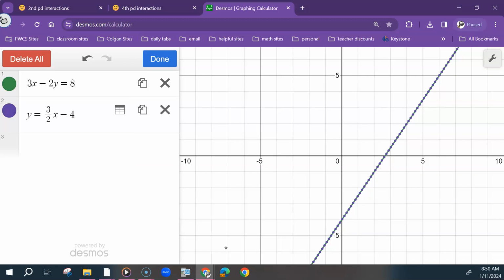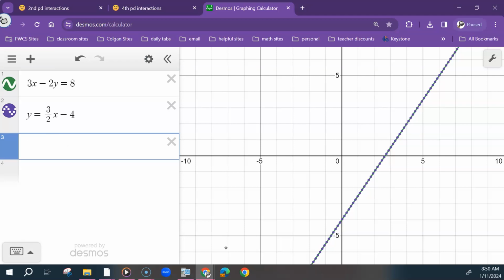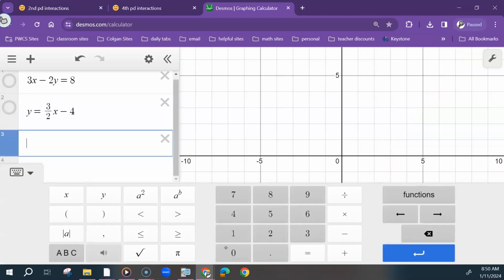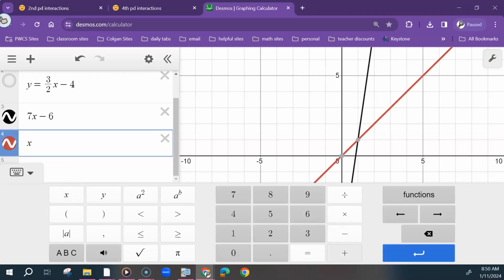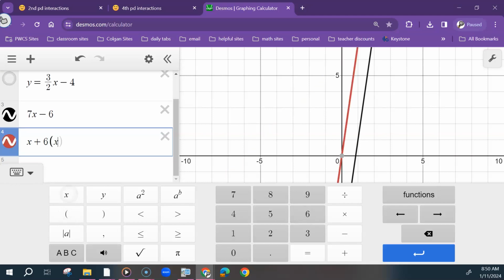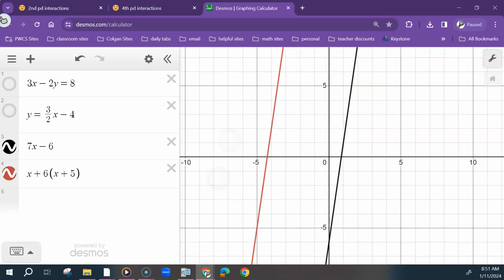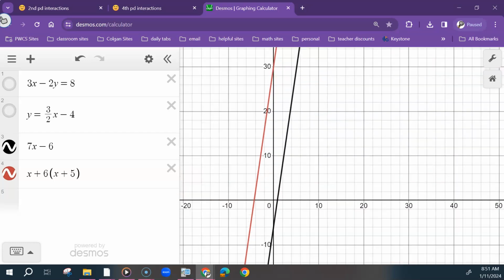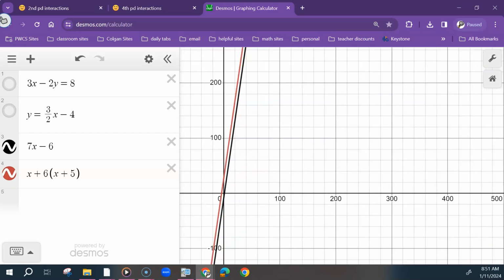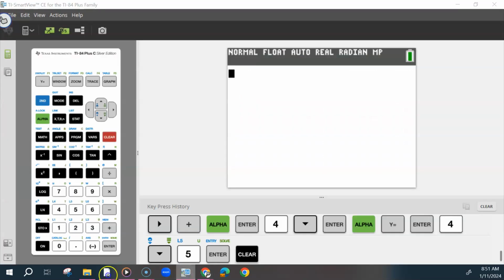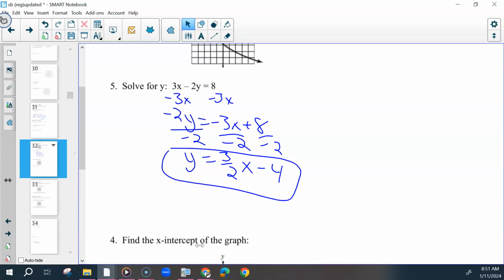Use Desmos to solve it. And then the other one, you have to put both sides in separately. If you put them all in together, nothing would appear. But if you put them in separately, 7x minus 6 and x equals 6, you'll see that they are parallel lines. They have the same slope. They're never going to cross. They're never going to intersect, so they would be no solution. Questions on either of those?